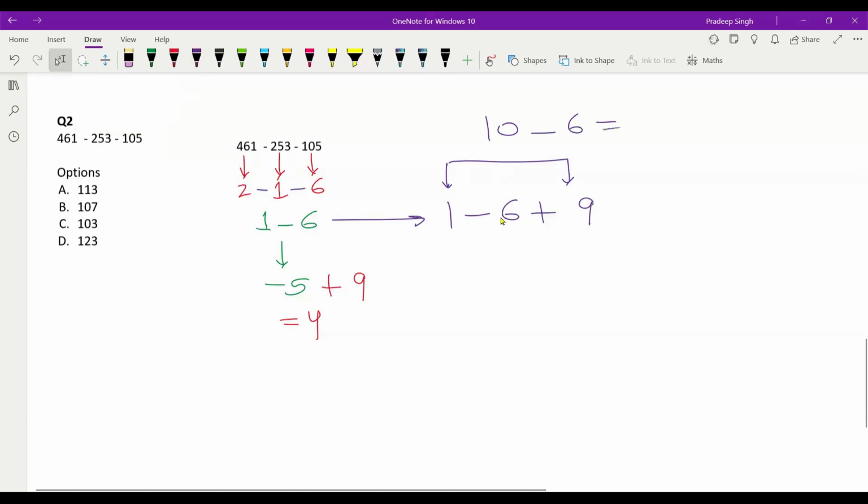So 10 minus 6 will give us 4. So in either way, the digit sum comes out as 4. Now let's see which option can get us the digit sum as 4.